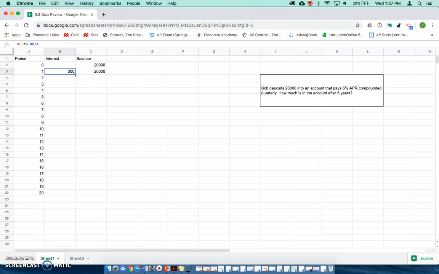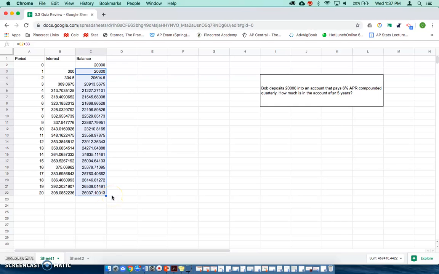If you drag this interest formula down, it will calculate the interest on every previous balance. It'll say 0 until I drag the balance down. So at the end of 5 years, this account has $26,937 in it.